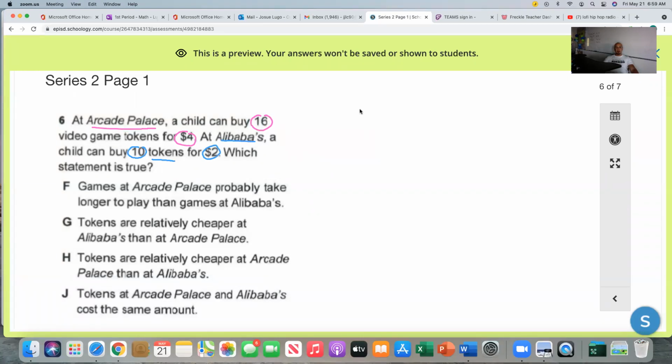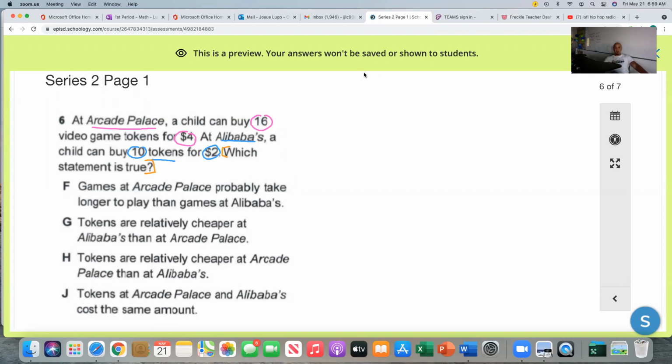And we want to know which is true, which I think without having to go through each answer choice, I want you to do that. Let's figure out what's the better deal. In other words, what's the best cost per token?